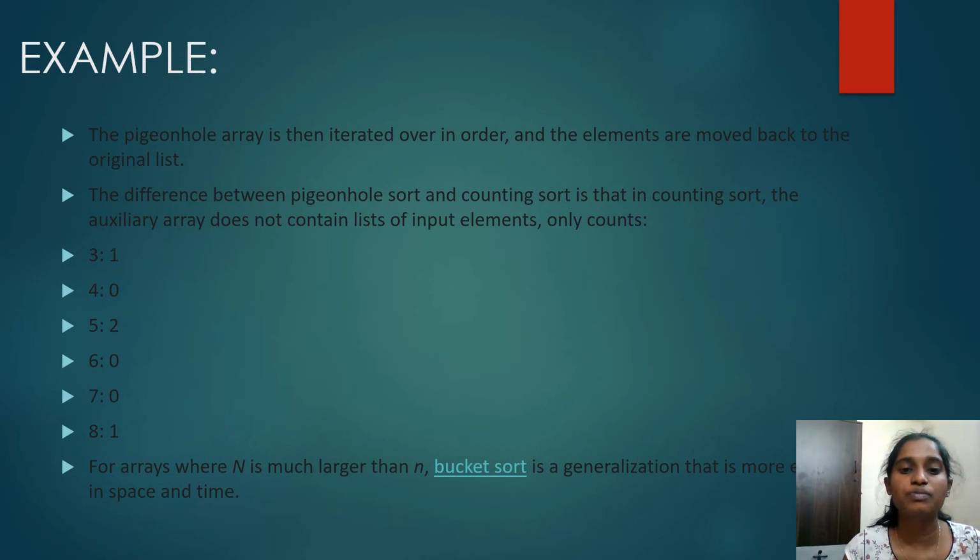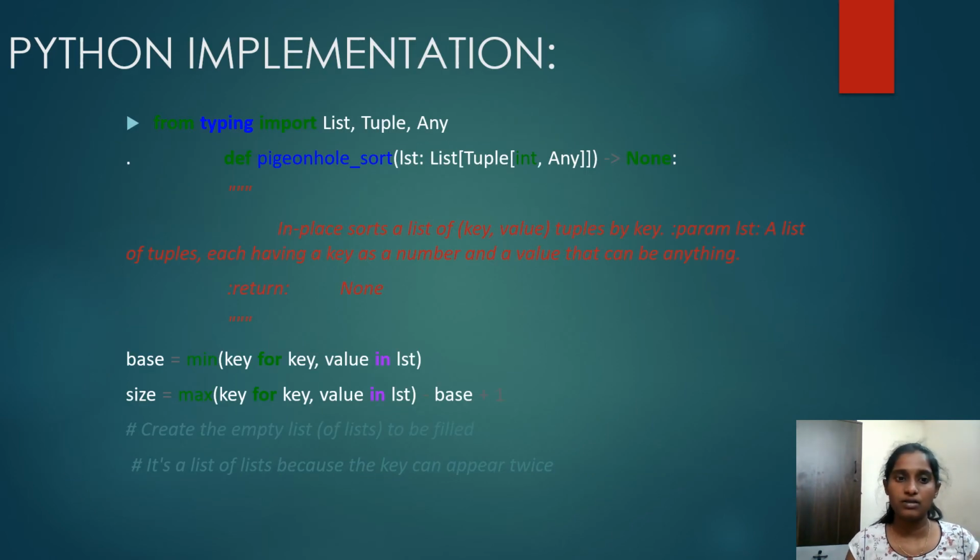The difference between pigeonhole sort and counting sort is that in counting sort, the auxiliary array does not contain lists of input elements, only counts: 3 is 1, 4 is 0, 5 is 2, 6 is 0, 7 is 0, and 8 is 1. For arrays where n is much larger than N, bucket sort is a generalization that is more efficient in space and time.